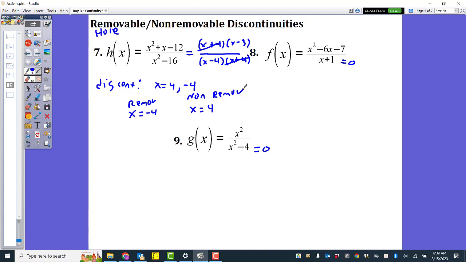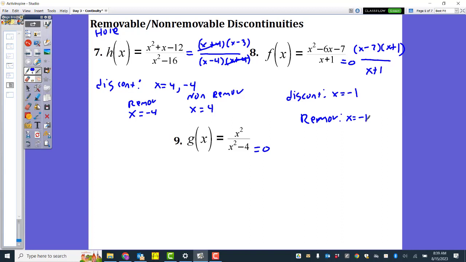You can do the same thing for each of these, just factor and see. So we have x minus 7 times x plus 1 over x plus 1. One discontinuity at x equals negative 1, and it is only removable, not non-removable. There's no non-removable ones.